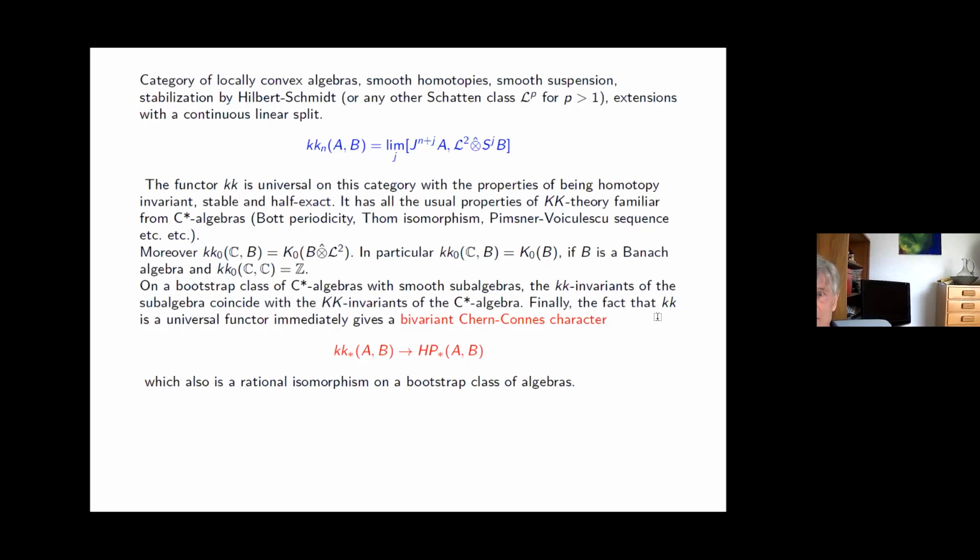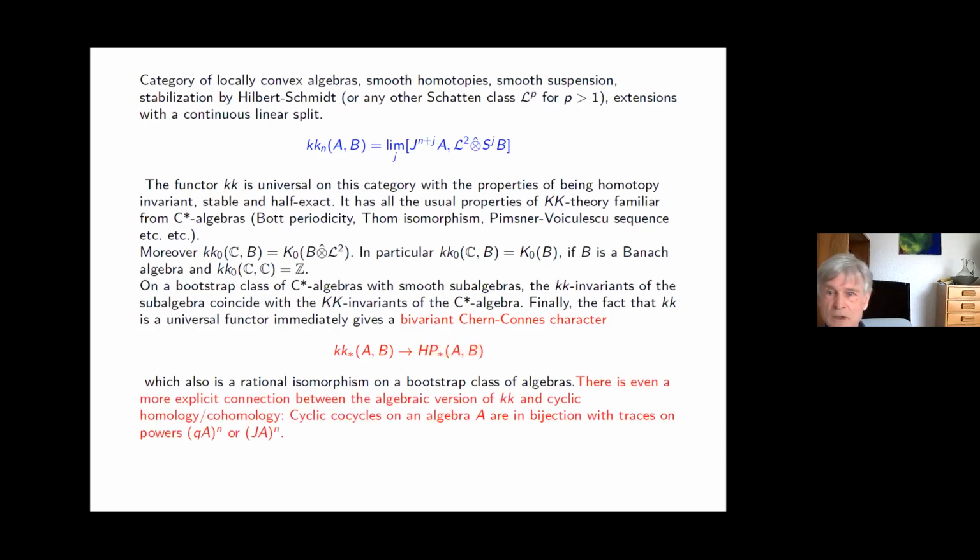And also, the fact that KK is a universal functor immediately gives you the bivariant Jones-Connes character, simply because HP star of A, B also has these critical properties. And KK star is universal. So universal means that you have this map. And actually, again, you can show, because the left-hand side and the right-hand side have similar properties, that on a natural bootstrap class of algebras, this will actually even be a rational isomorphism.